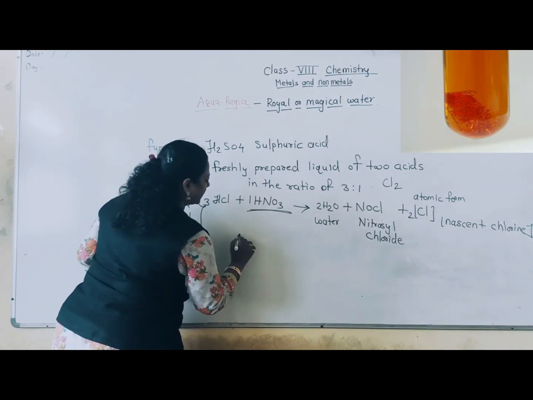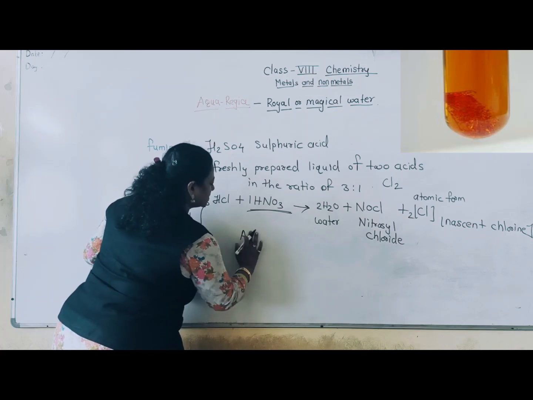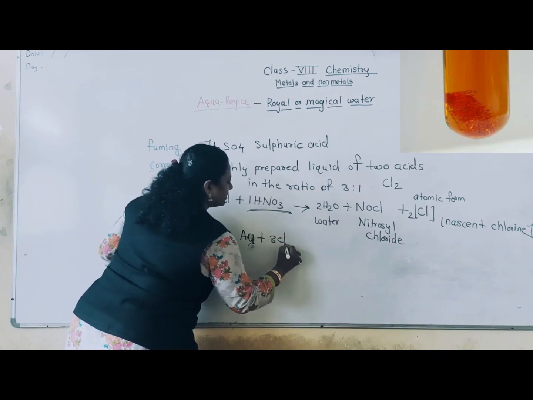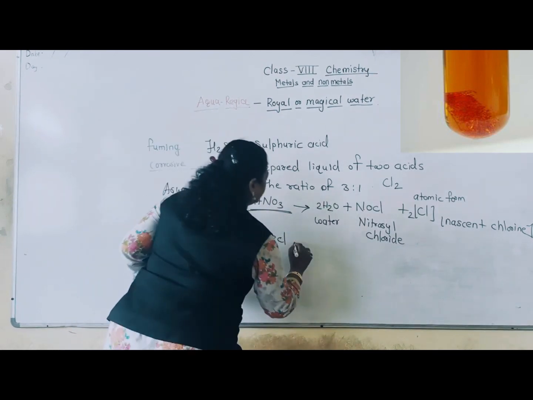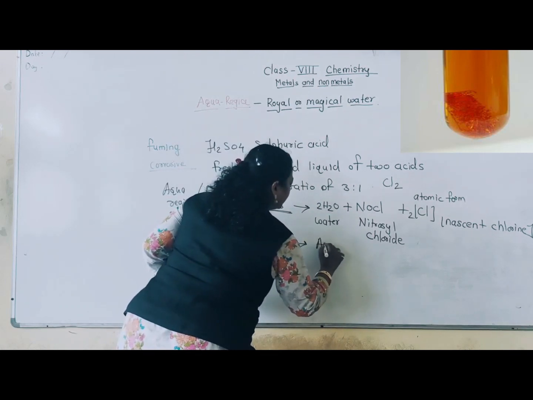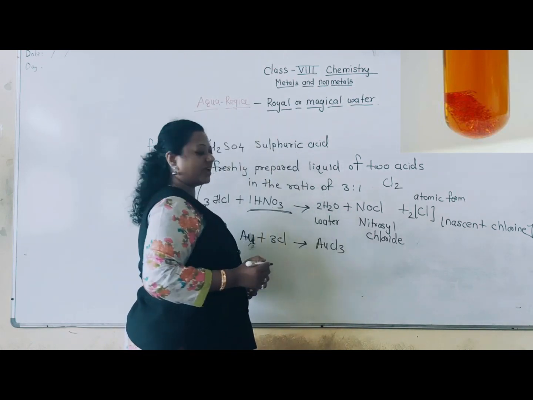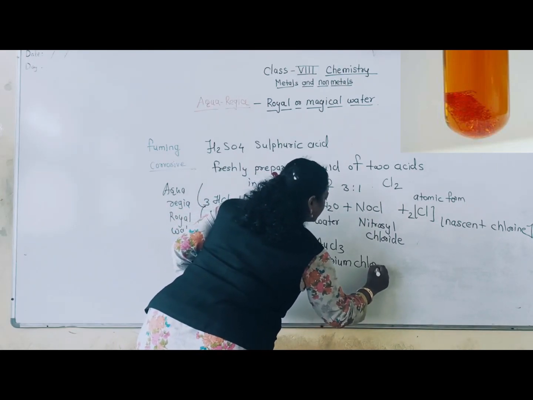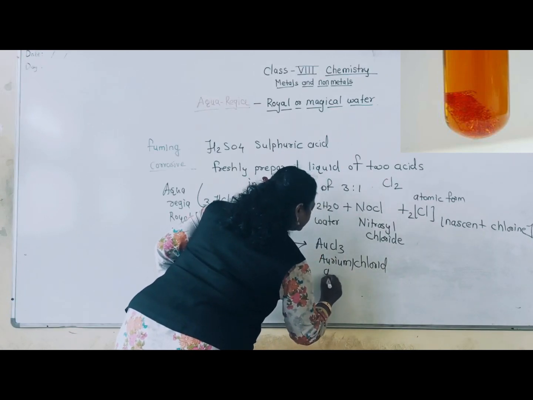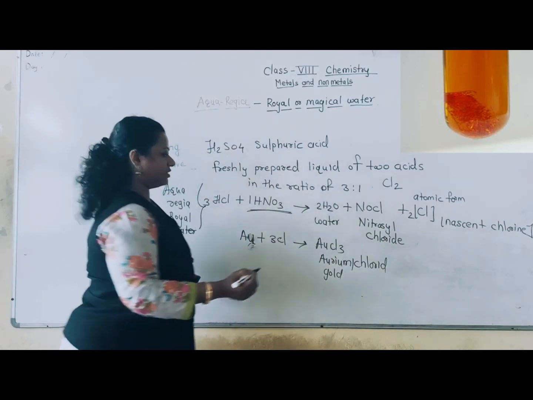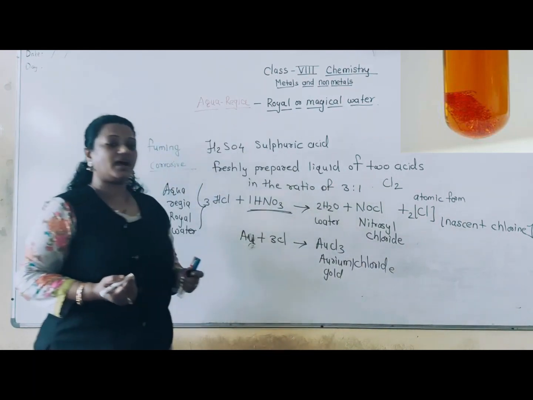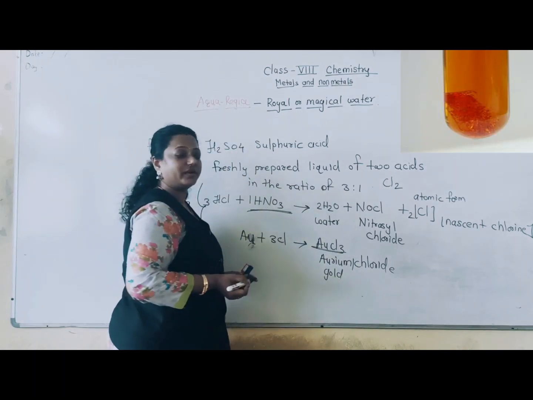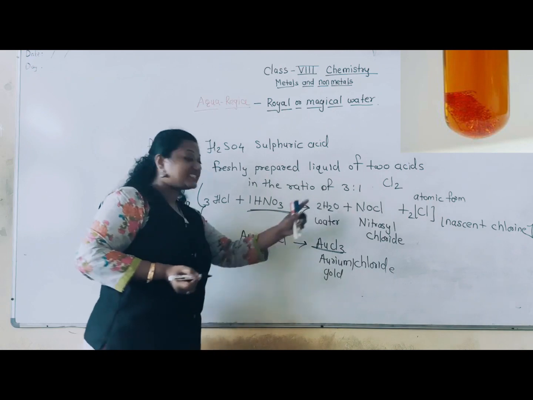Now, what happens if we take Au, meaning gold? It will react with the nascent chlorine and form AuCl3. That is called aurium chloride, or also gold chloride. Students, it can be called aurium chloride or gold chloride, and it will be in the form of liquid, and because of it, this can react.